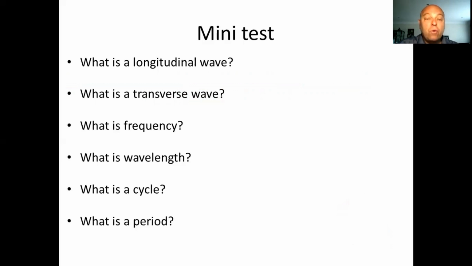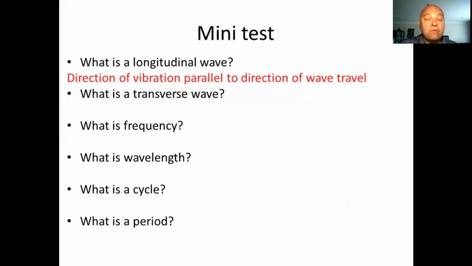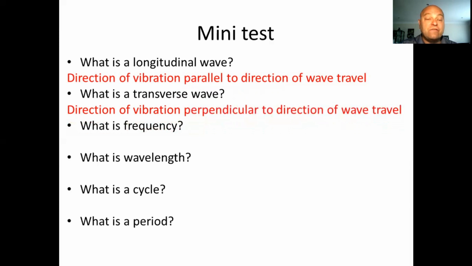A longitudinal wave is one where the direction of vibration is parallel to the direction of the wave travel. You could have had forwards and backwards instead of parallel. You could have said the direction of the wave or the direction of the disturbance or direction of the energy. Likewise, for a transverse wave, the direction of vibration is perpendicular, I would have accepted right angles, to the direction of the wave travel or energy or disturbance.